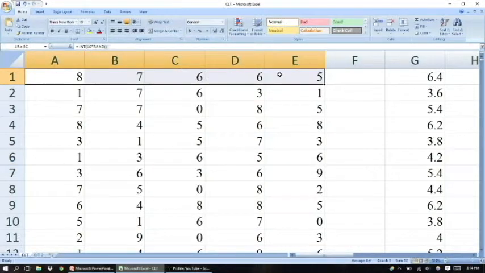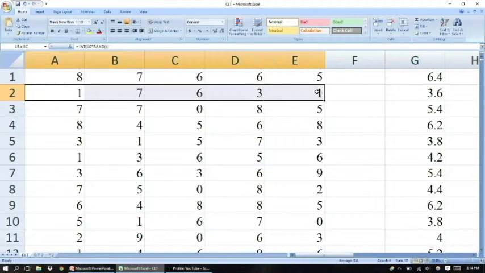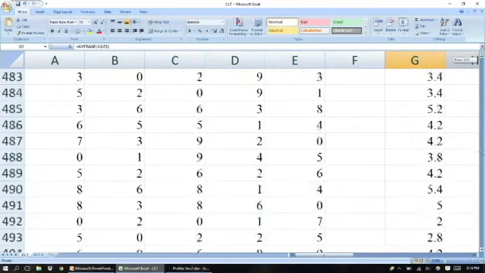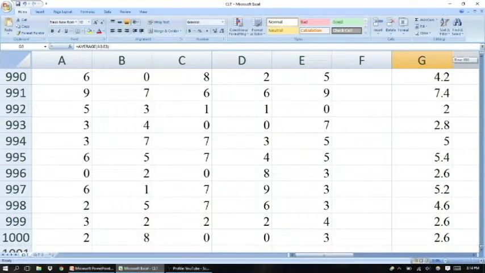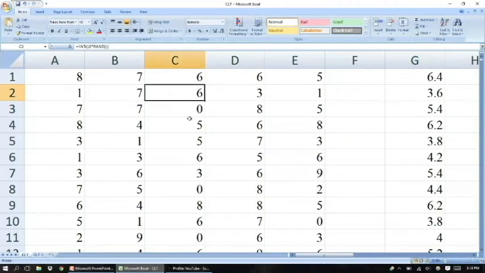And then I told it, of this sample of 5, this is a simulated sample of 5, to take its average, A1 to E1. Sample of 5, here's the average for that sample. Sample of 5, here's the average of that sample. And I told it to do this 1,000 times. So I have 1,000 sample averages.